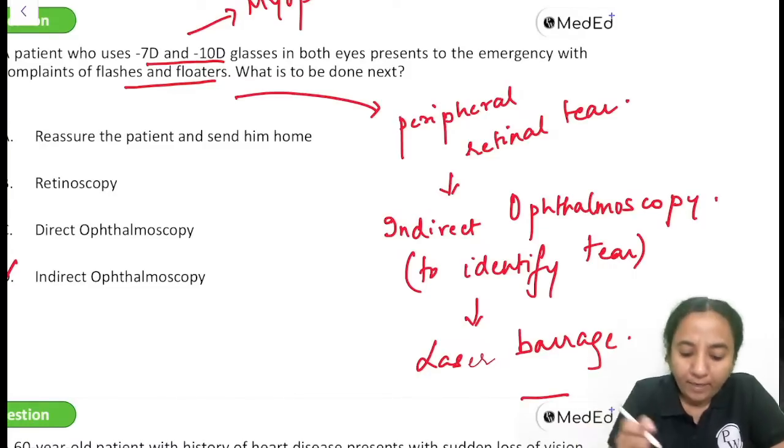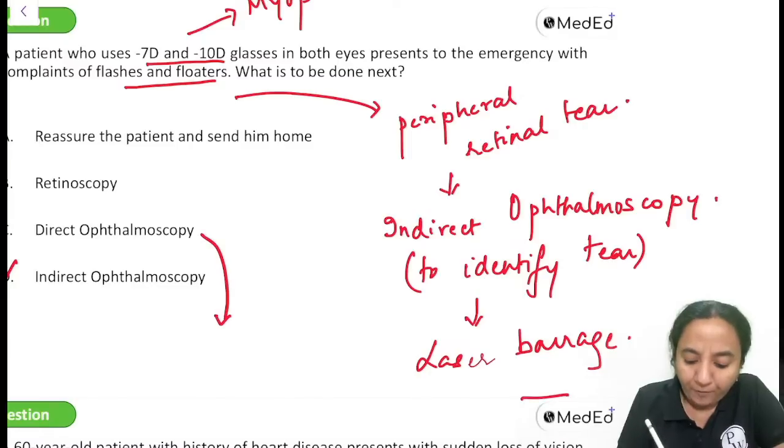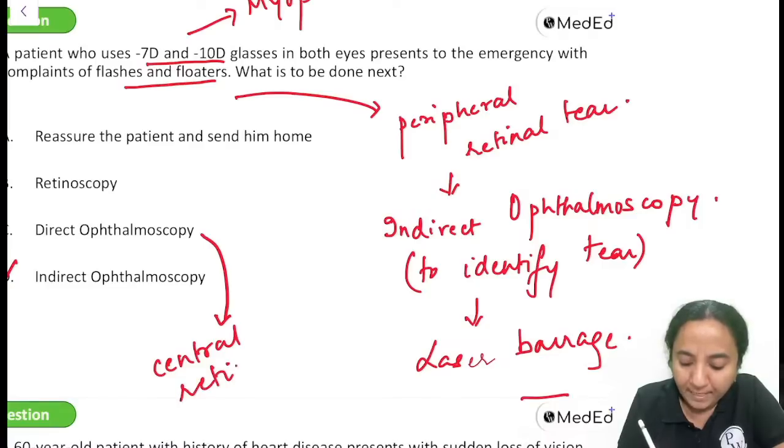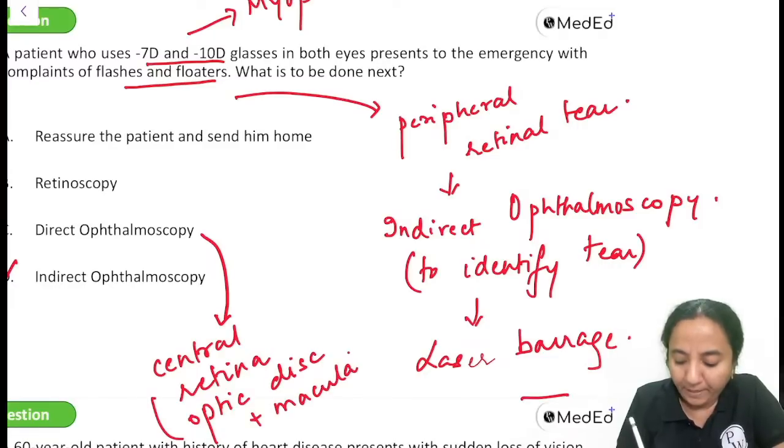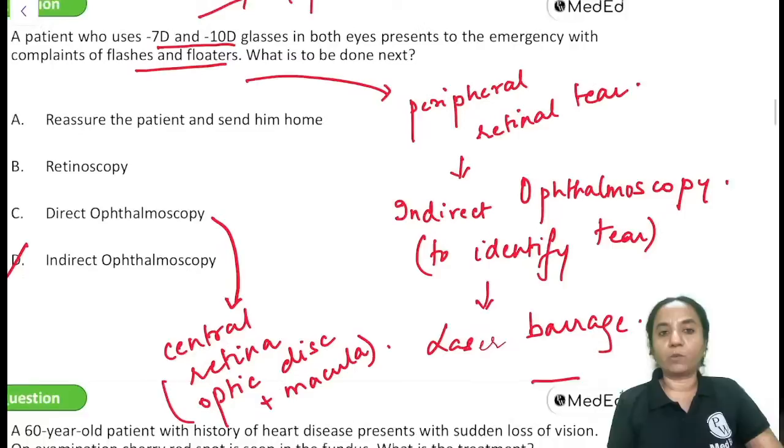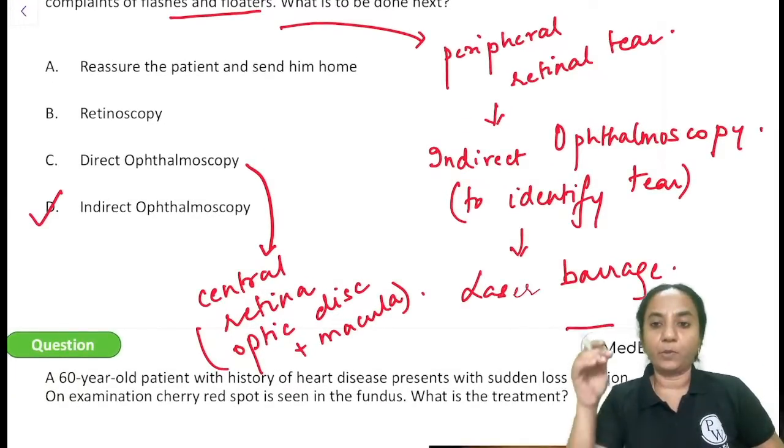Now, why is it not direct ophthalmoscopy? Because direct ophthalmoscopy allows me to see only the central retina. What do I mean by the central retina? Central retina means that I can see only the optic disc and the macula. With the direct ophthalmoscope, I can see only the optic disc and macula. I cannot see the periphery. So there is no use of doing a direct ophthalmoscopy.